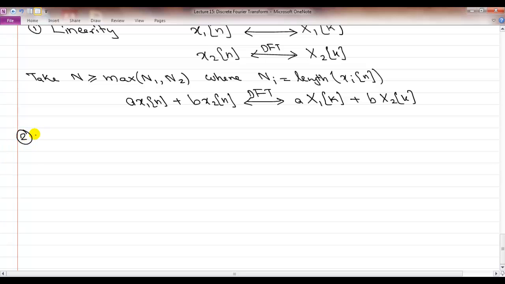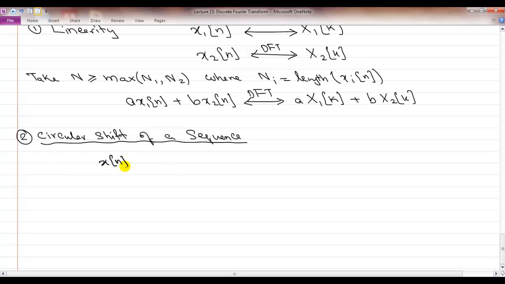A different property which we don't see in the case of other transforms is that of circular shift. And this property is best understood by going back to the definition of DFT in terms of the discrete Fourier series. So let's first relate it. What is the circular shift property about?